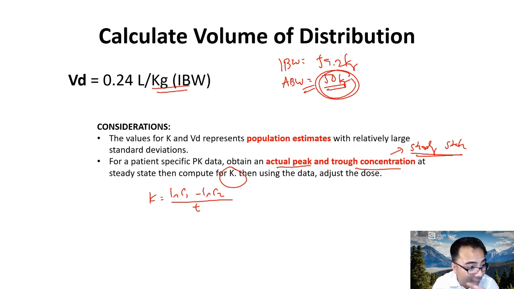Kasi again, ang ginagawa lang nandito is just an estimate. It's just a population estimate. Okay, kasi syempre, umpisa pa lang naman yung aminoglycoside treatment ng patient. So, wala ka pa talagang actual pharmacokinetic parameters. Okay?